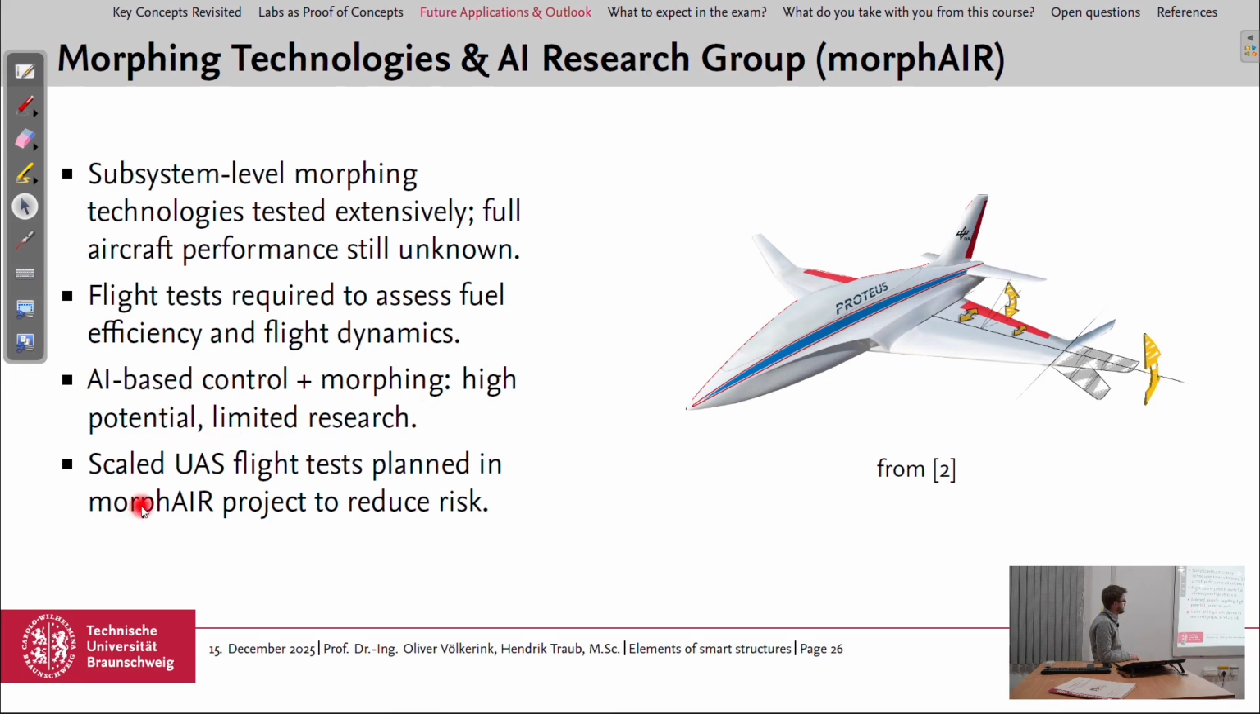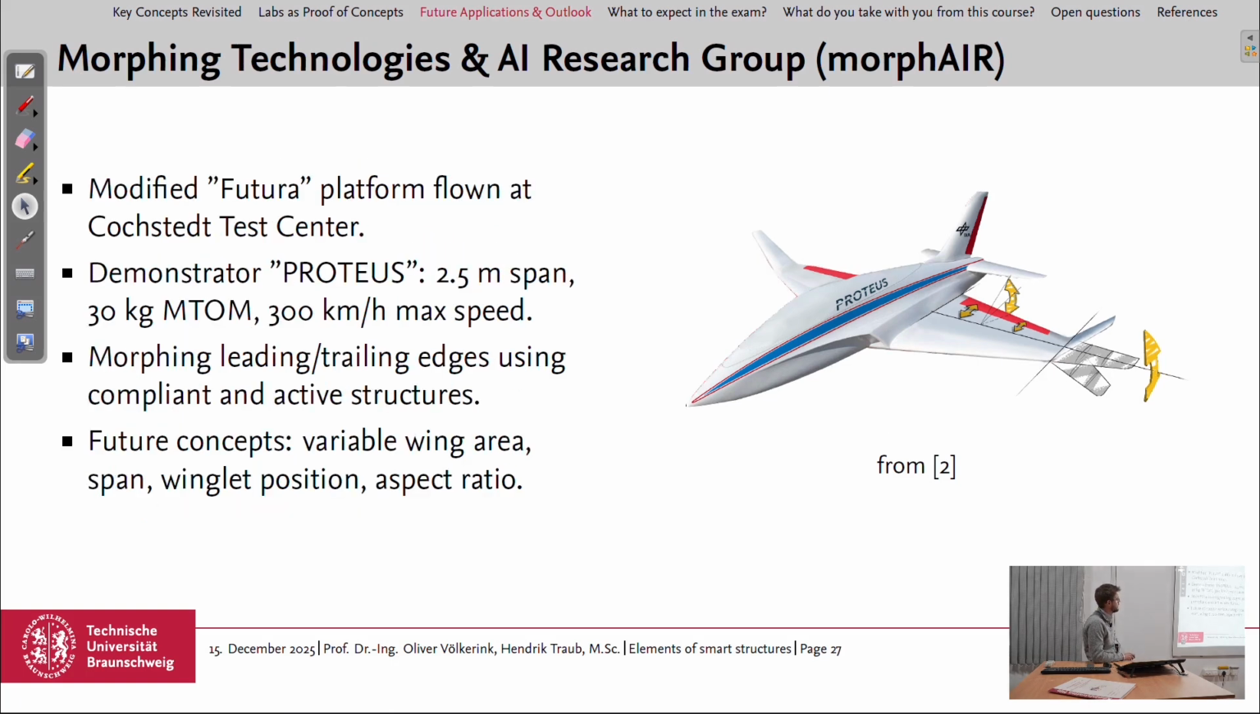And they used the scaled unmanned aerial system which was then modified for flight testing. I think the flight testing is not yet done, but the structure is built. They modified the so-called Futura platform and flew it at the Kochstedt Test Center.